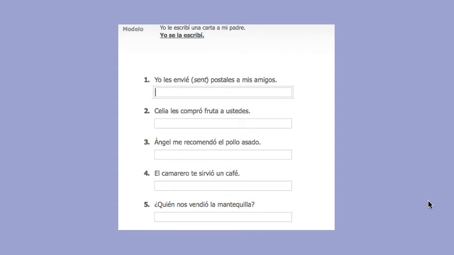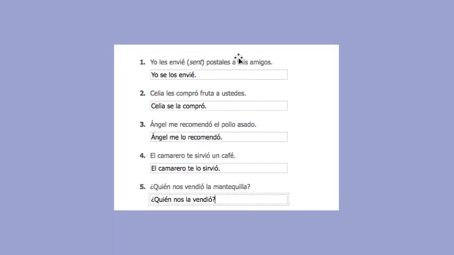And in this one, the majority of these work with making a very concise sentence, generally using the se variante contextual de le. For example, yo le escribí una carta a mi padre. In the a mi padre, we want to put this into yo se la escribí. You would think le la escribí, but as I said, it can't be le or les. It must be se, right? Por ejemplo, yo les envié postales a mis amigos. Yo se los envié. I sent them to them. Celia les compró una fruta a ustedes. Celia se la compró. La, because una fruta. Se, because it used to be les.